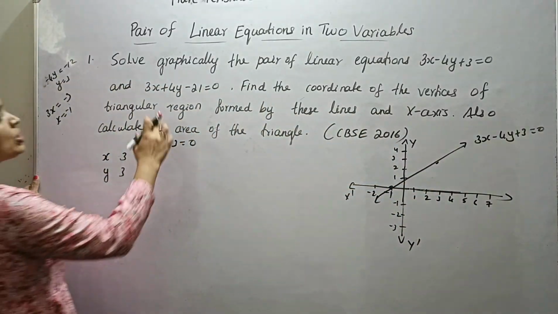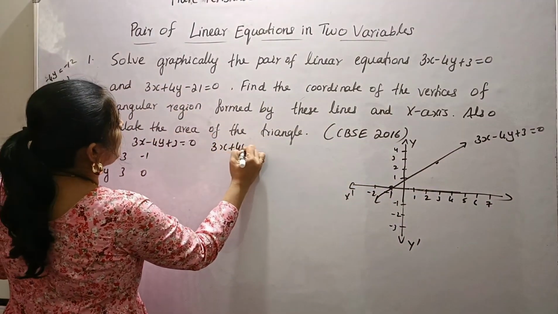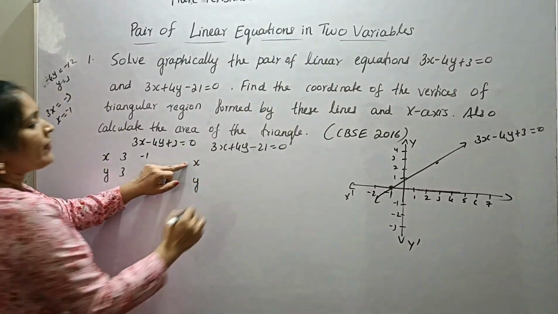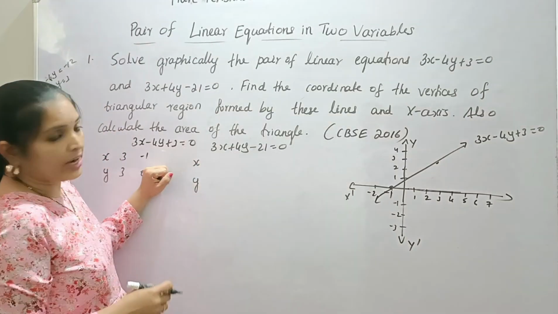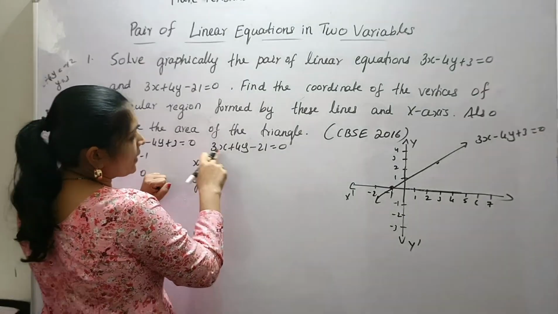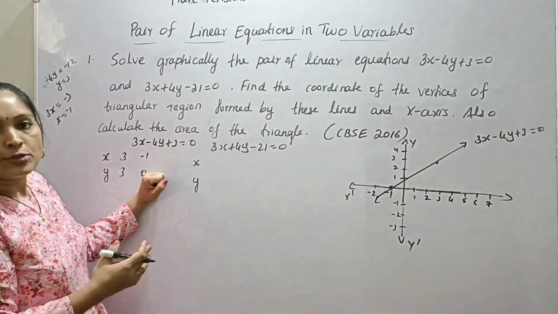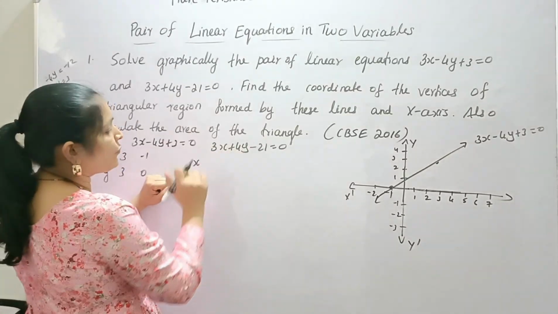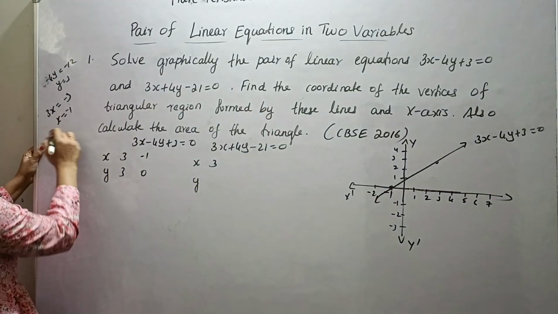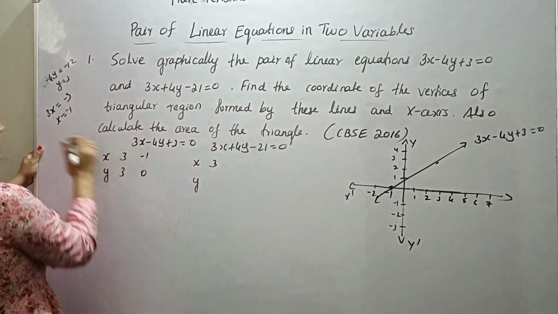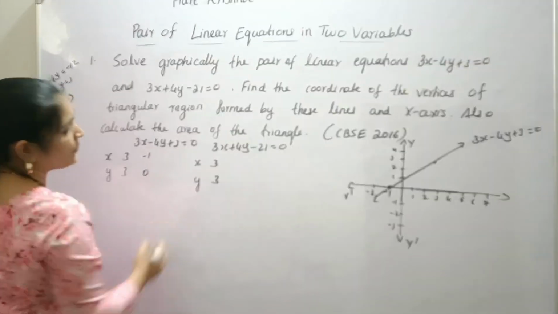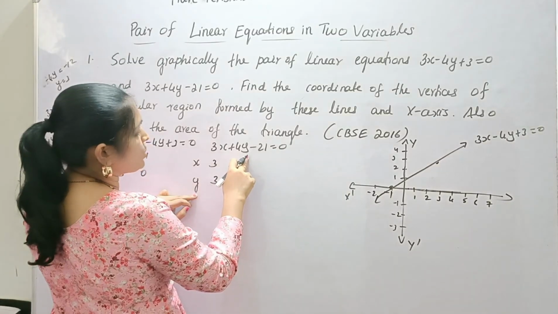And the next linear equation is 3x plus 4y minus 21 is equal to 0. Here also let's find the points. When x is equal to 0, here also we will get y as a fraction, so put x is equal to 3. When x is equal to 3, 9 minus 21 is minus 12, which is a multiple of 4, therefore we can put x is equal to 3. What is y? 9 minus 21 is minus 12. So 4y is equal to 12, y is equal to 3. It's also 3.